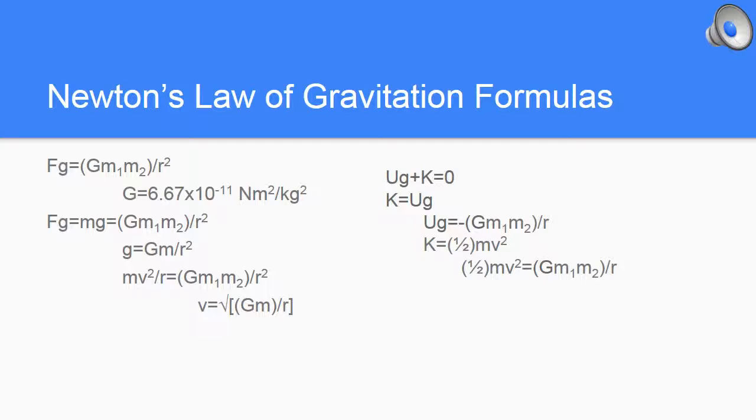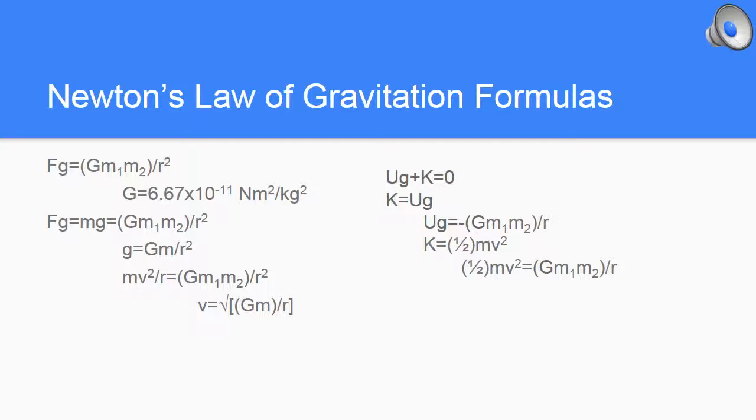Also, because we know that the force of gravity is equal to the mass times the acceleration due to gravity, we can use this to find the acceleration due to gravity using Newton's law of gravitation. And so we can see that that is equal to the universal gravitational constant times the mass of the other object divided by the radius squared. Usually the mass of the other object is the mass of the bigger object, because we're trying to find the acceleration due to gravity of the smaller object.